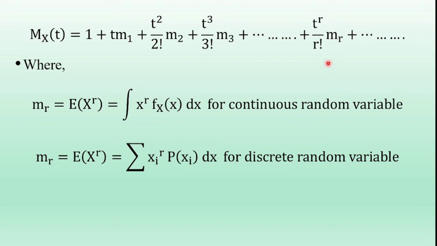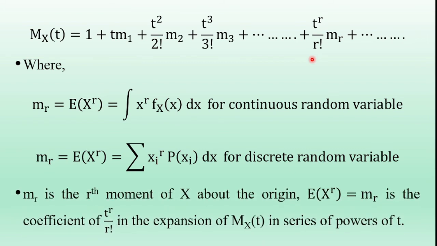M suffix r is the rth moment of the random variable x about the origin. So expectation of x power r is equal to m suffix r, which is the coefficient of t power r by r factorial in the expansion of the moment generating function in series of powers of t.